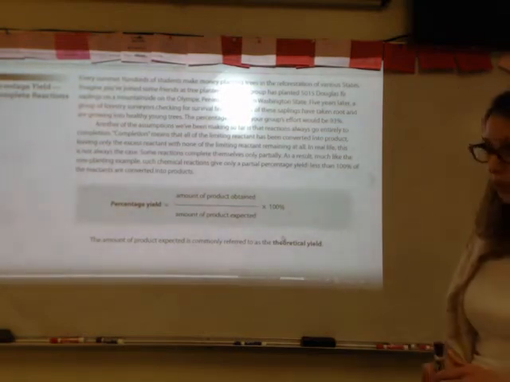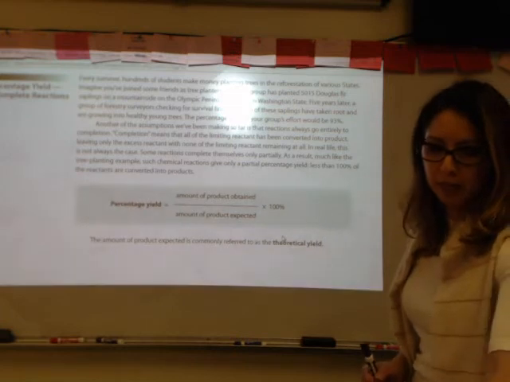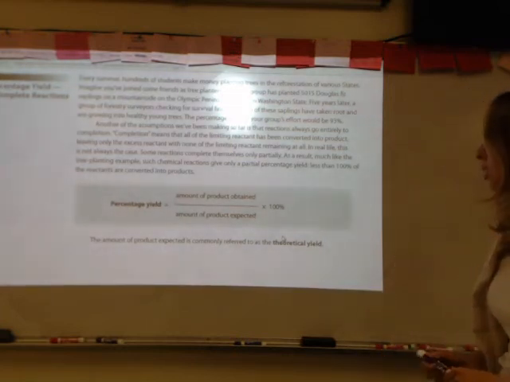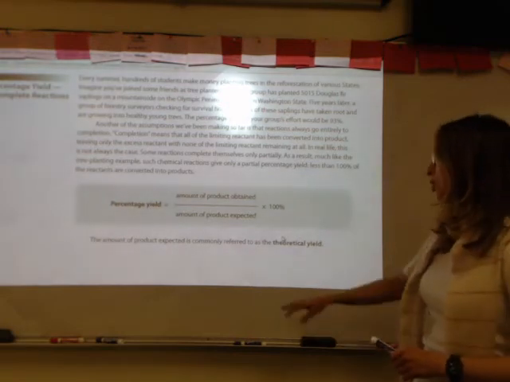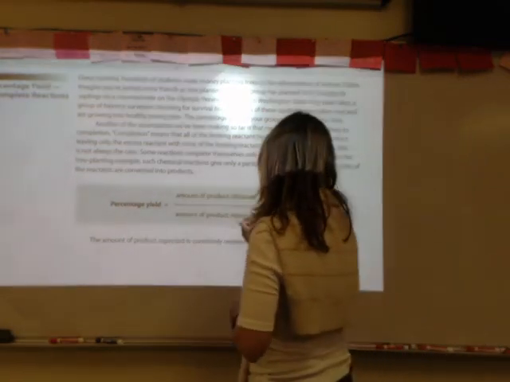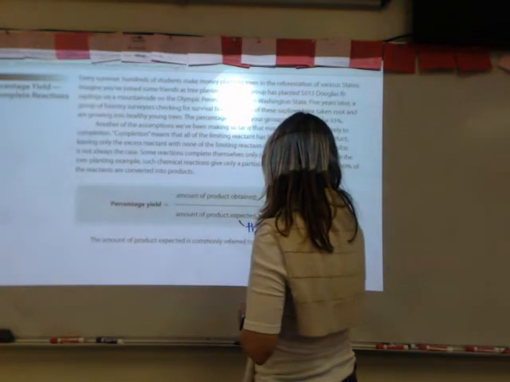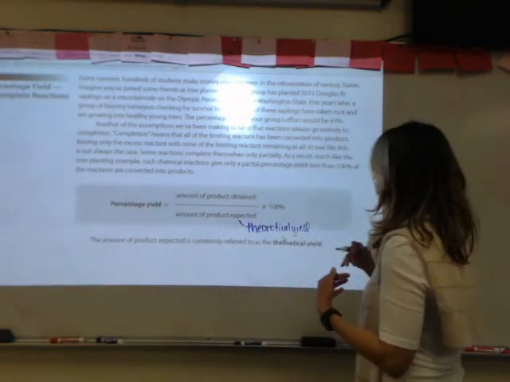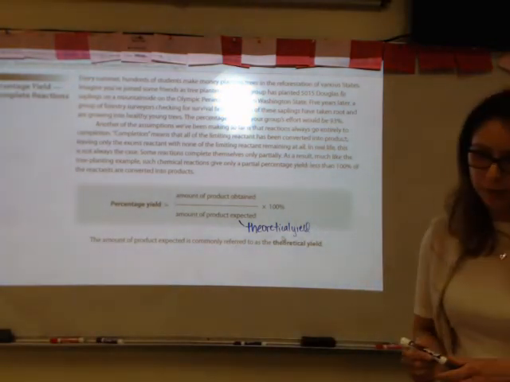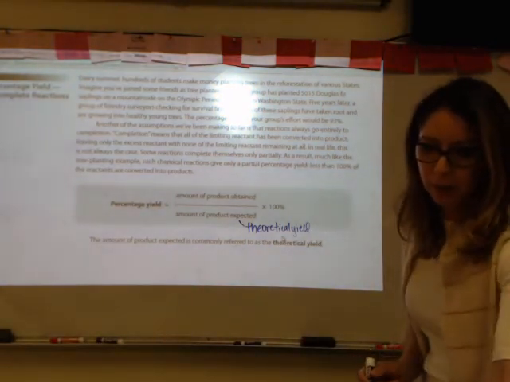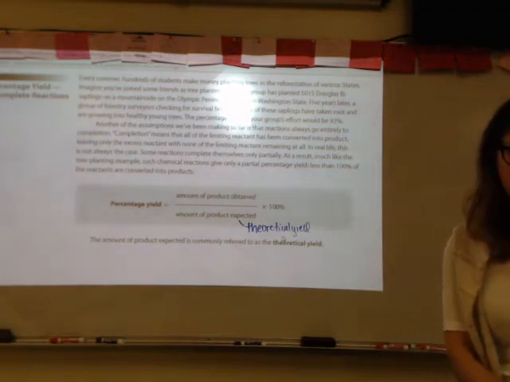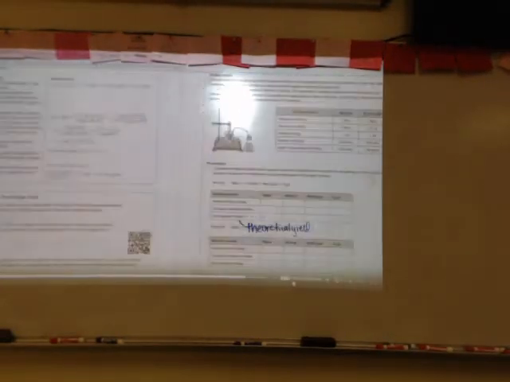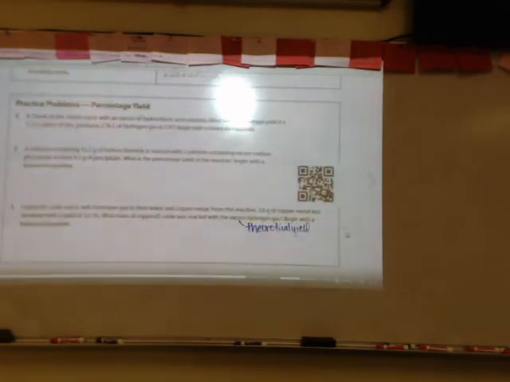So the percent yield is the amount of product that you obtained divided by the amount of product expected times 100. And the amount of product expected, this right here on the bottom, would be your theoretical yield. This would be what you calculated, what you expected to make. Let's turn to the next page and take a look at some practice problems.